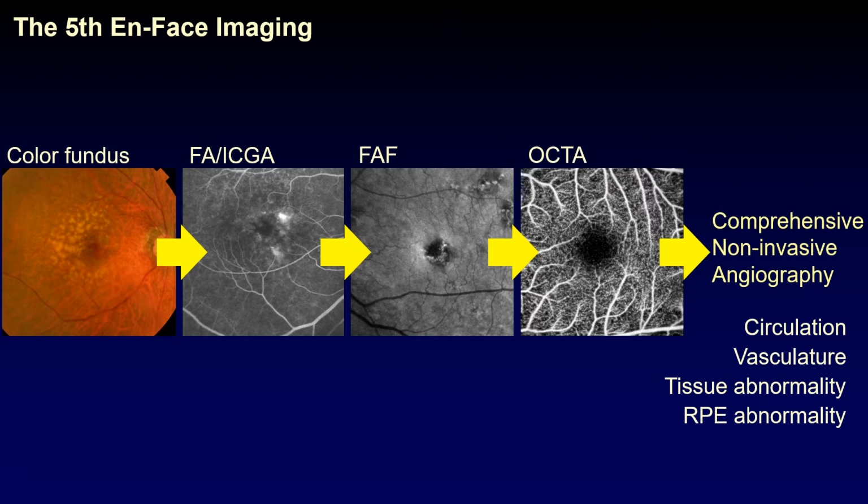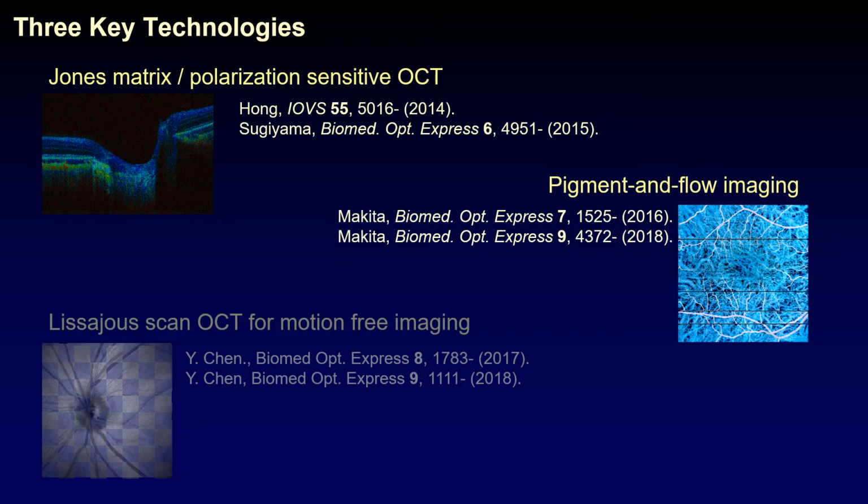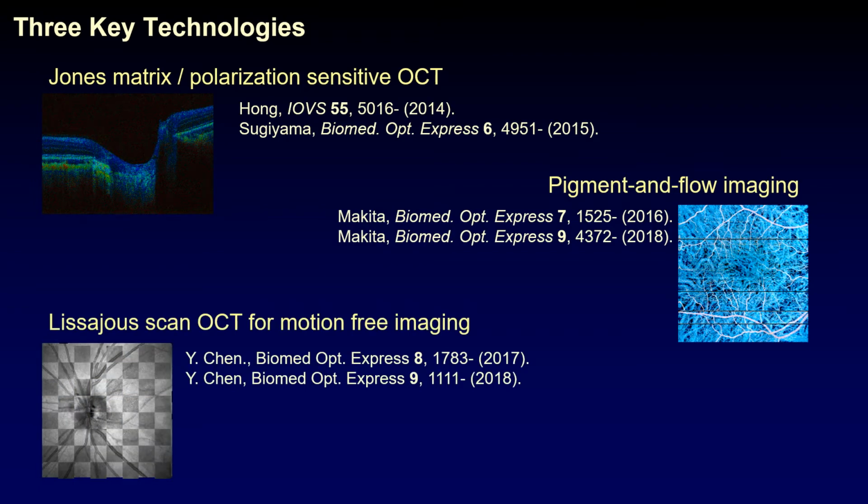So, how can we achieve this requirement? To achieve this requirement, we are interested in three key technologies. The first is the Jones matrix polarization sensitive OCT, the second is pigment and flow imaging, and the third is Lissajous scan OCT for motion-free imaging. I'm going to explain them one by one.